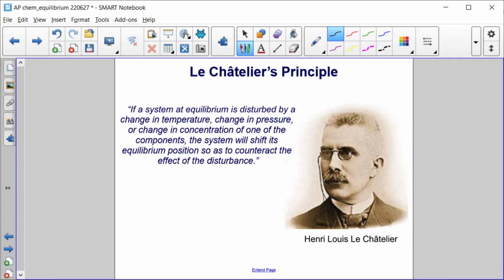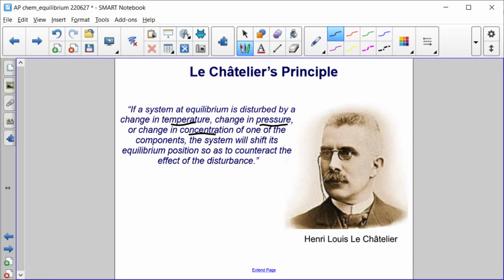If a system at equilibrium is disturbed by what? A change in temperature, pressure, or a change in concentration of one of its components, the system will shift its equilibrium position so as to counteract the effect of the disturbance.